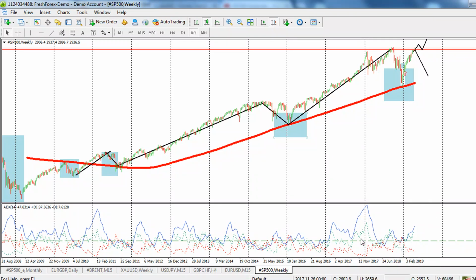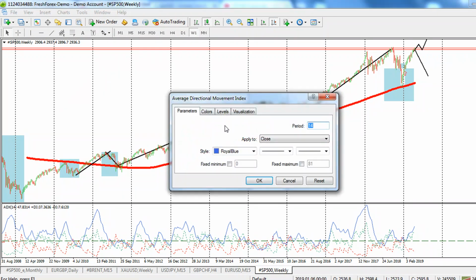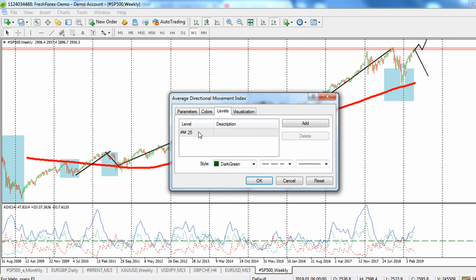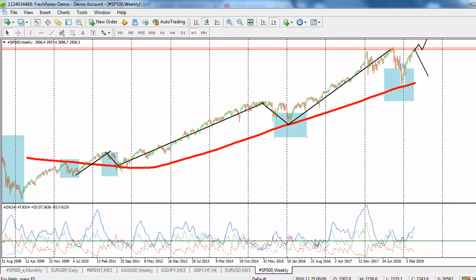It has 3 lines. There's the main line, which is this. The work of this one is to show that there's a trend, but it does not indicate which trend is active. This main line works along the level 25. This level is not always there by default. You have to add it yourself. You come to levels, then you add it.